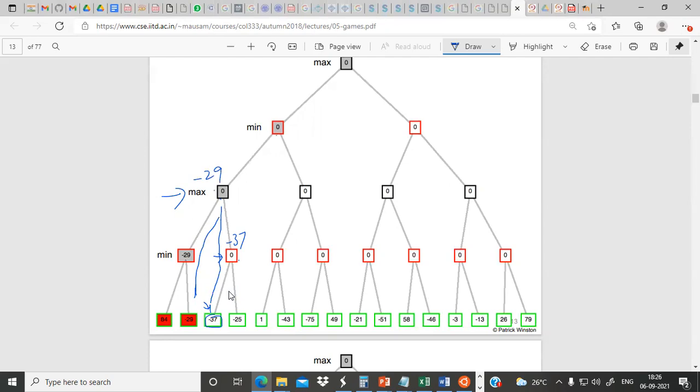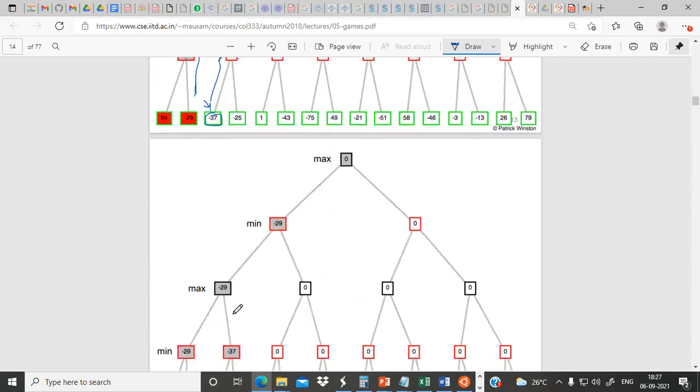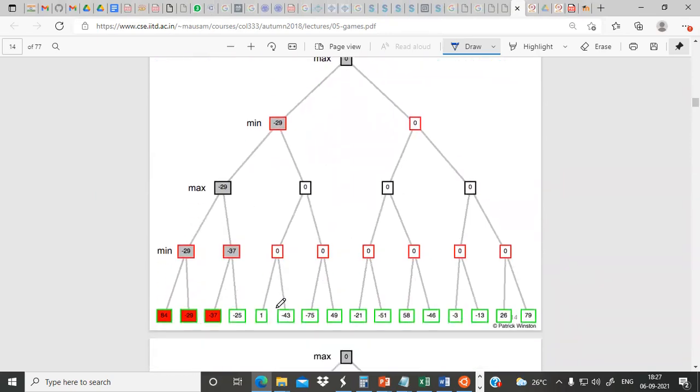This is min. This is min. What is the minimum of minus 29 and 0? Minus 29 is the minimum. So minus 29 will come here. Again, what is the maximum of minus 29 and 0? So 0 will come here. So that is the next move after identifying minus 37.